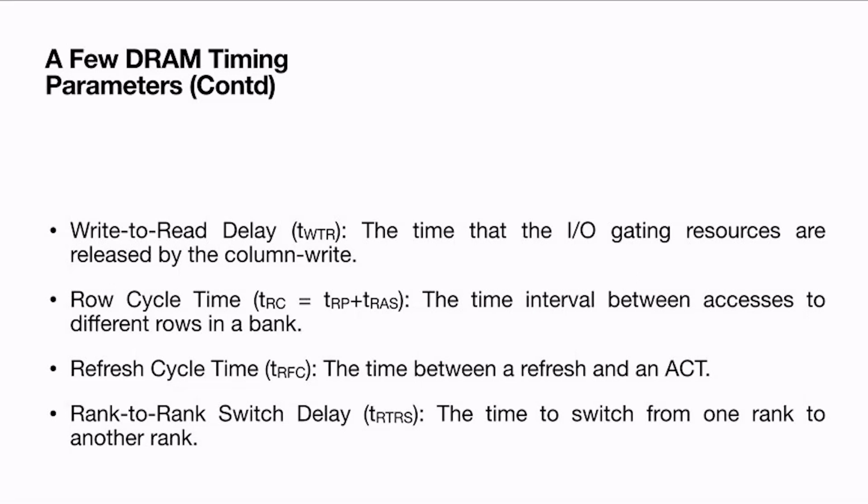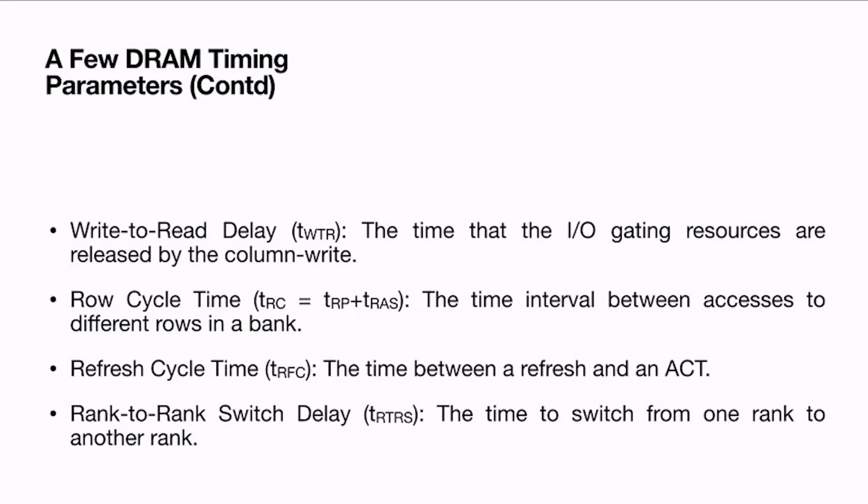And let us say your DIMM has 2 ranks. You are currently operating with rank 0. Now you want to operate on the data from rank 1. That means you want to read the data from rank 1. Then you have to switch from one rank to another rank, and that also takes some amount of time, a couple of cycles and so on.